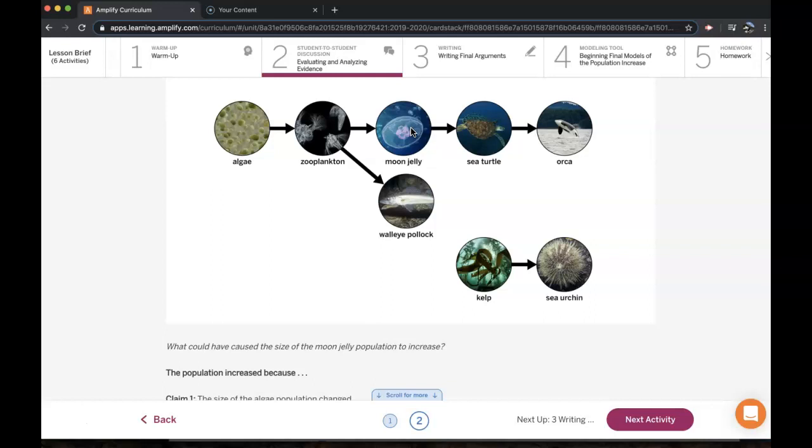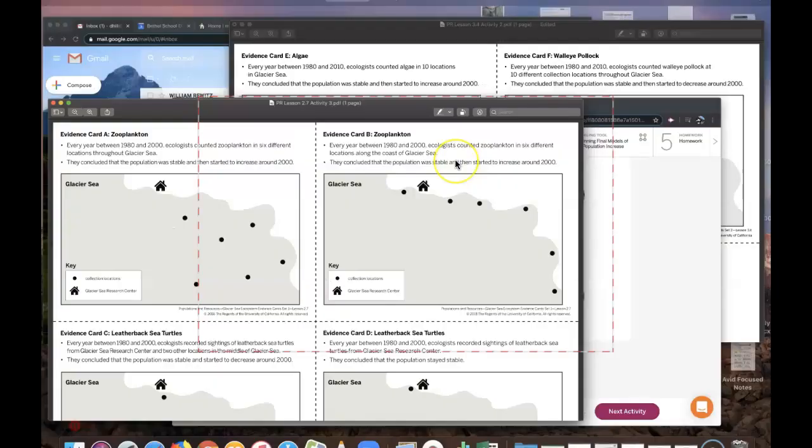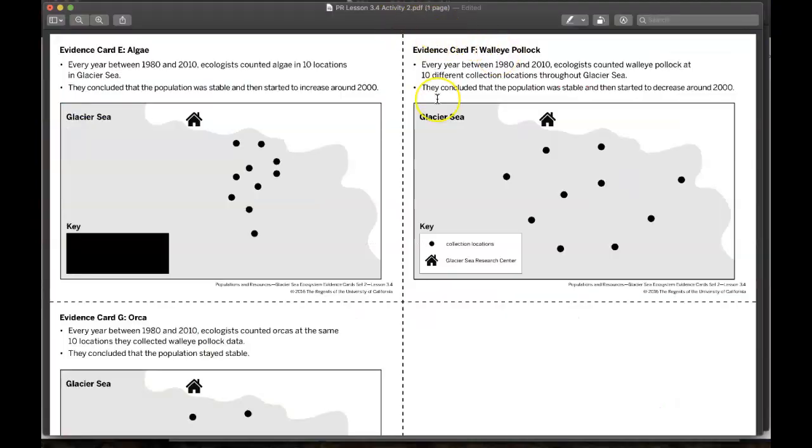So make sure you have noted on your evidence the 2 pieces of evidence from 2.7 activity 3 and 3.4 activity 2, which cards you want to use in the next activity when you're going to write your final explanation. Make sure you've submitted 3.4 activity 2 into Canvas, and that is it.